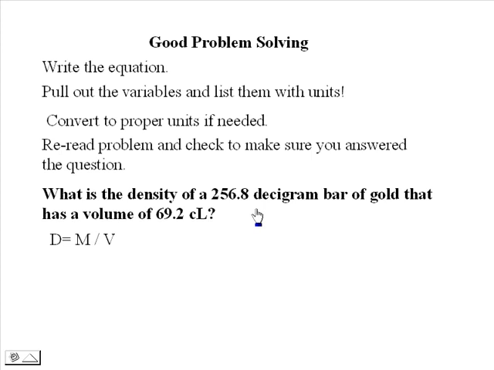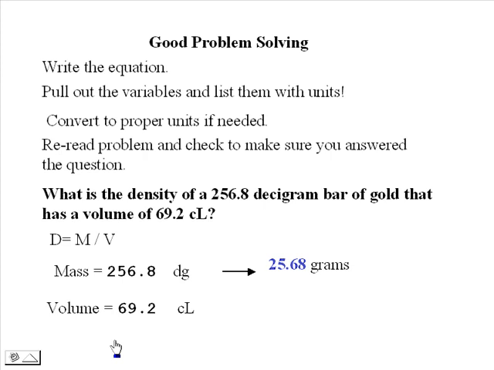When I go back up into the problem, I can see that this is going to be the mass. It has the metric unit gram in it. Remember, gram measures mass. So m is equal to 256.8 decigrams. I know that density needs to be in grams, so the proper units is to switch it to grams, which is 25.68. The volume then is 69.2 centiliters, but it needs to be in milliliters for density. And here is that conversion.